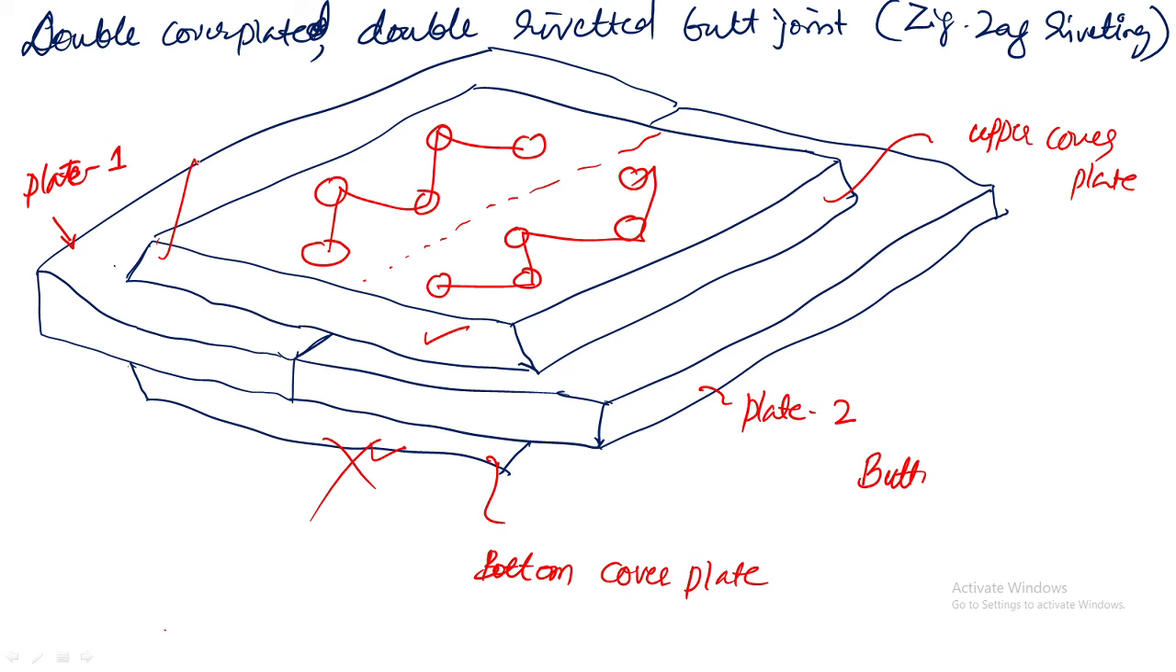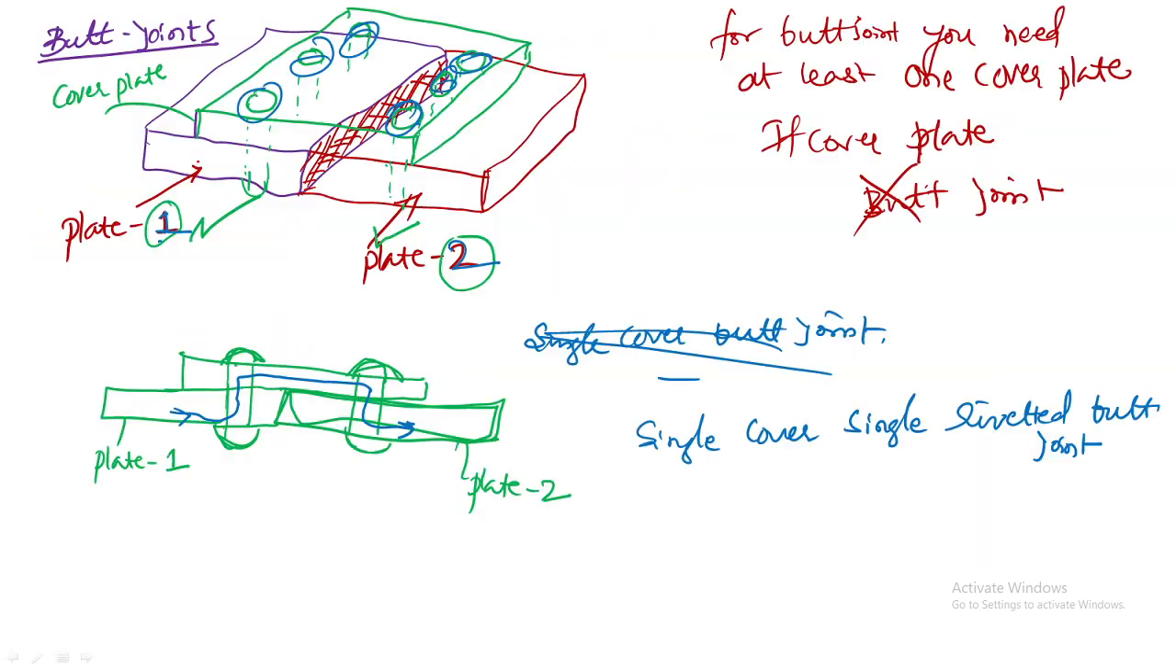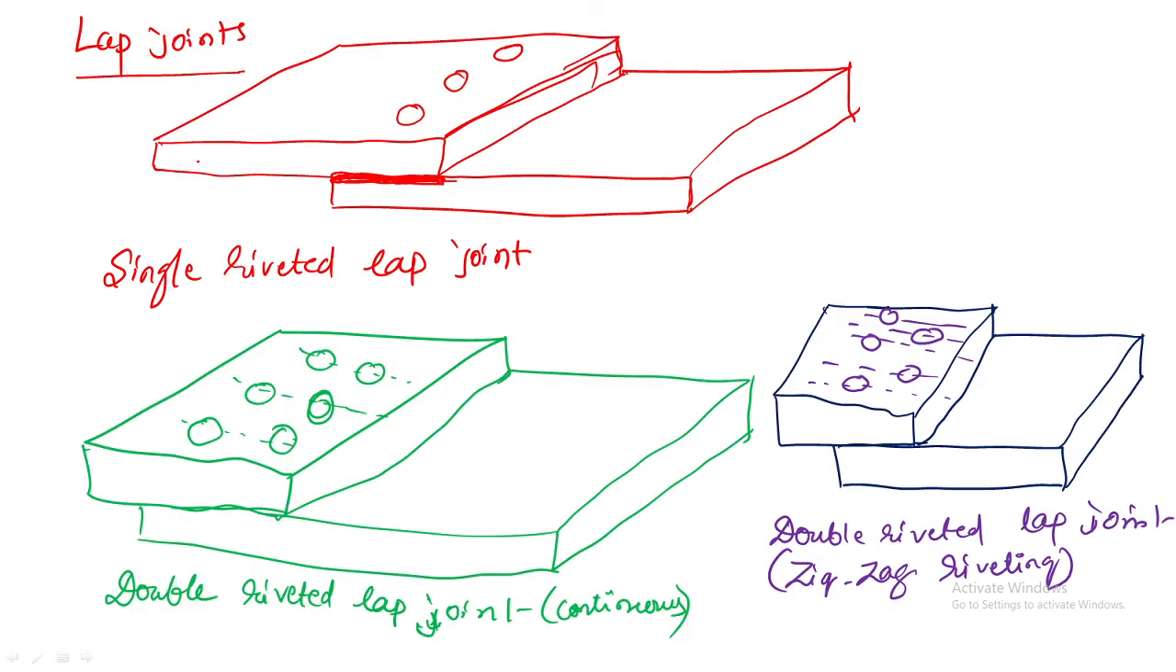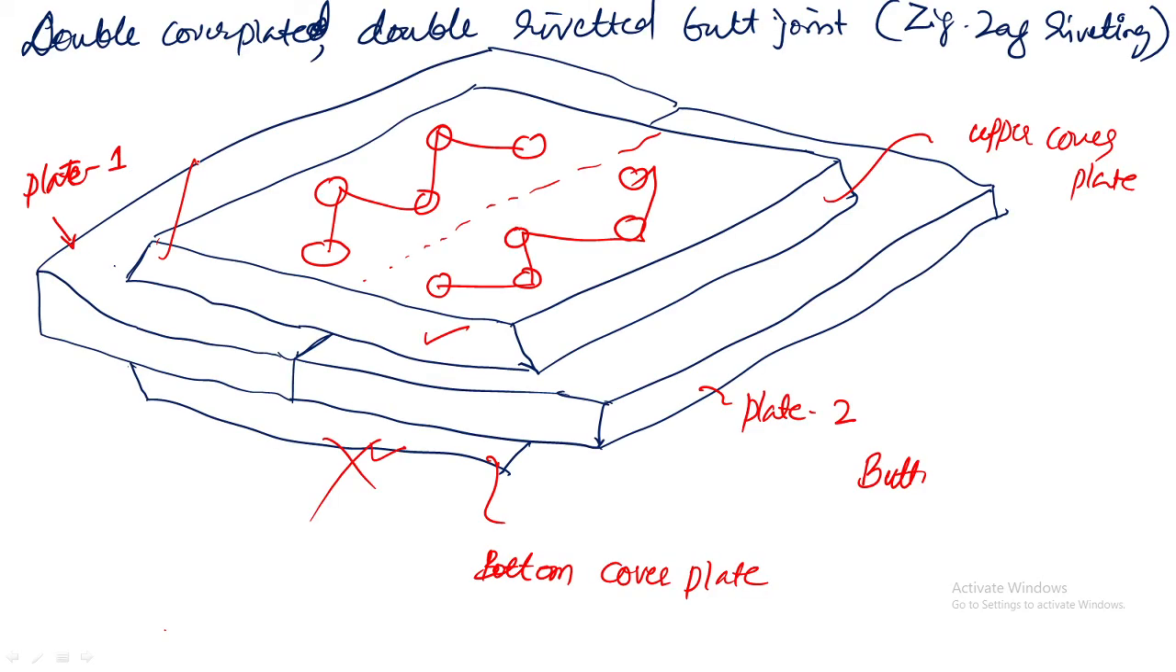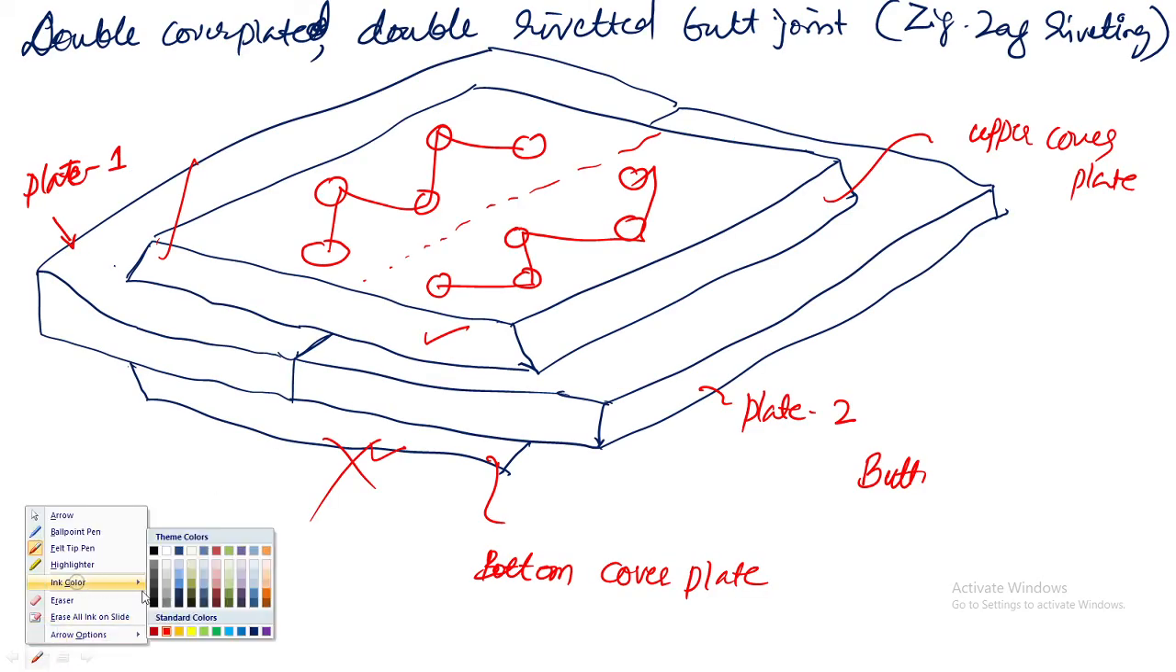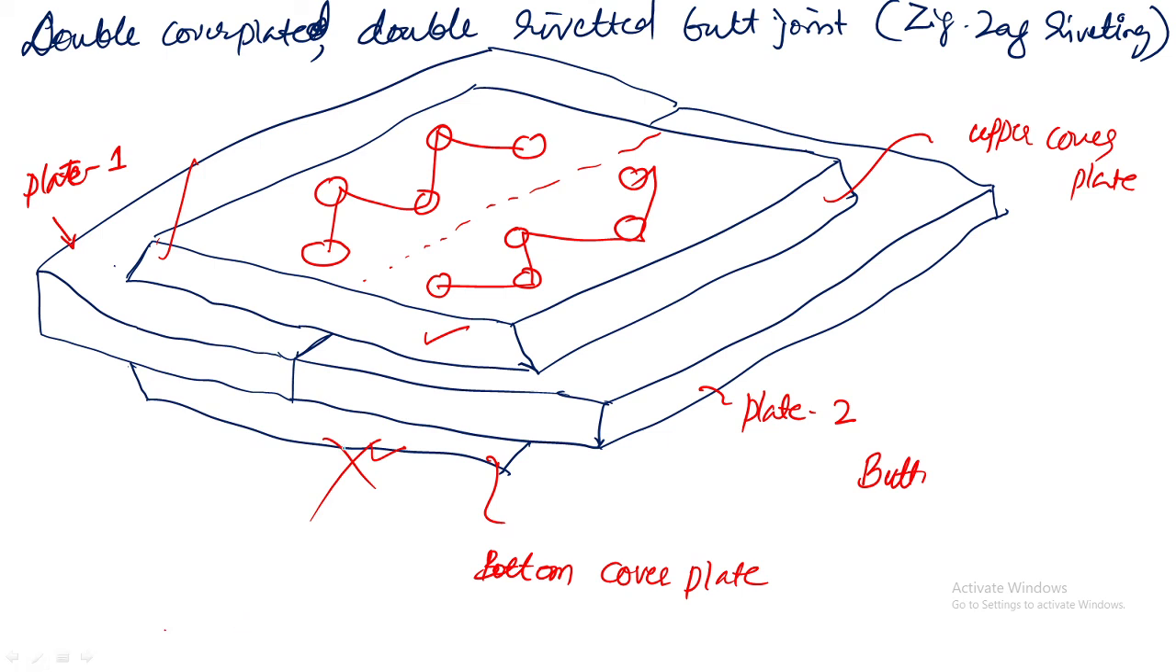Now, coming to the terminologies. For this one, I will go for this sketch itself. Terminology. Now, t is called the plate thickness here, and t1 is called the thickness of cover plate.